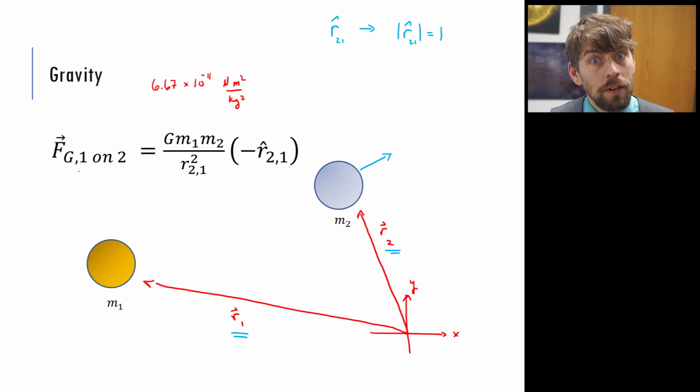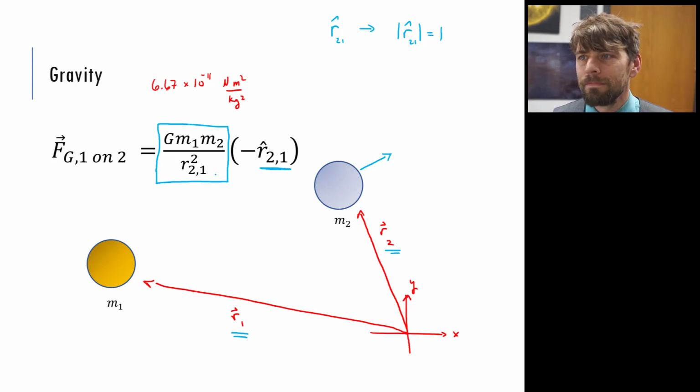Looking at Newton's law of gravity, we see that we have a unit vector which gives the direction of the gravitational force. And then you could think of the strength or the magnitude of the gravitational force as being determined by this scalar coefficient out in front. Okay? Good.